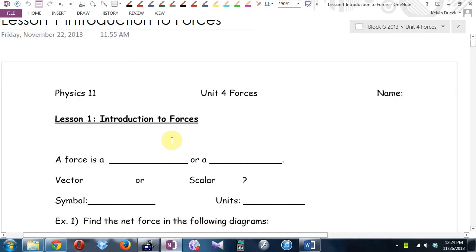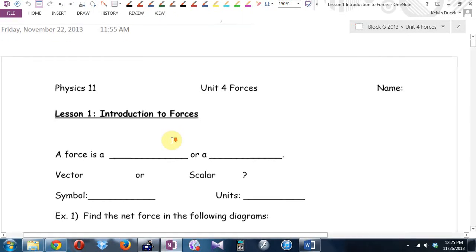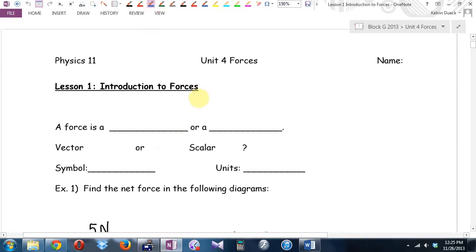Hey, our next unit, forces. And those who take Physics 12, you're going to find, if Curtis had still been here, he just left, he would tell you that's one that we really flogged to death because almost everything for the rest of physics comes out of our understanding of this. So I called this one Lesson 1, Introduction to Forces. We're going to start off with some terminology.